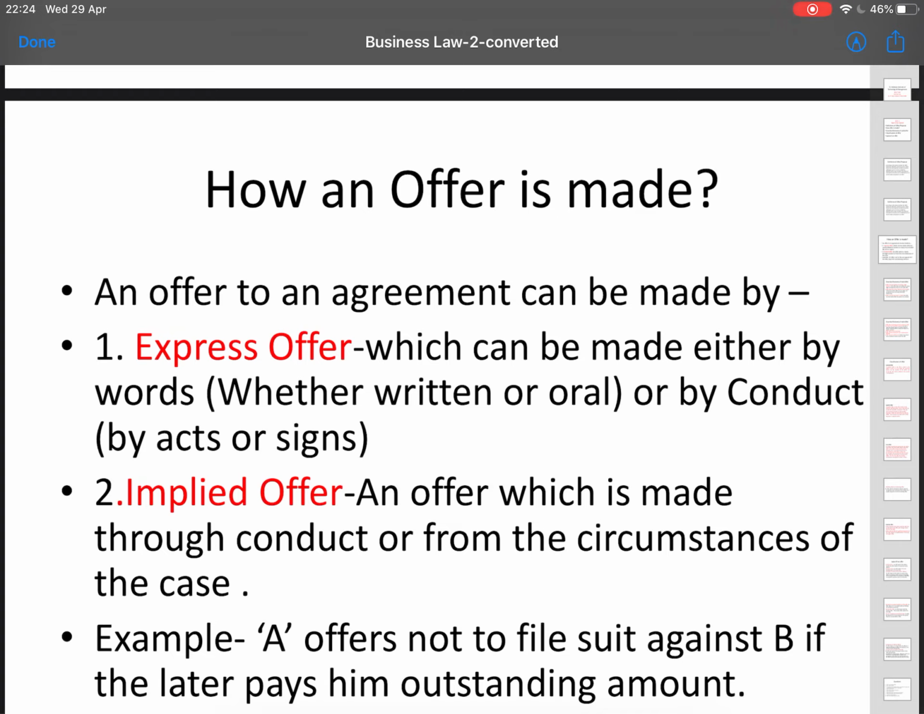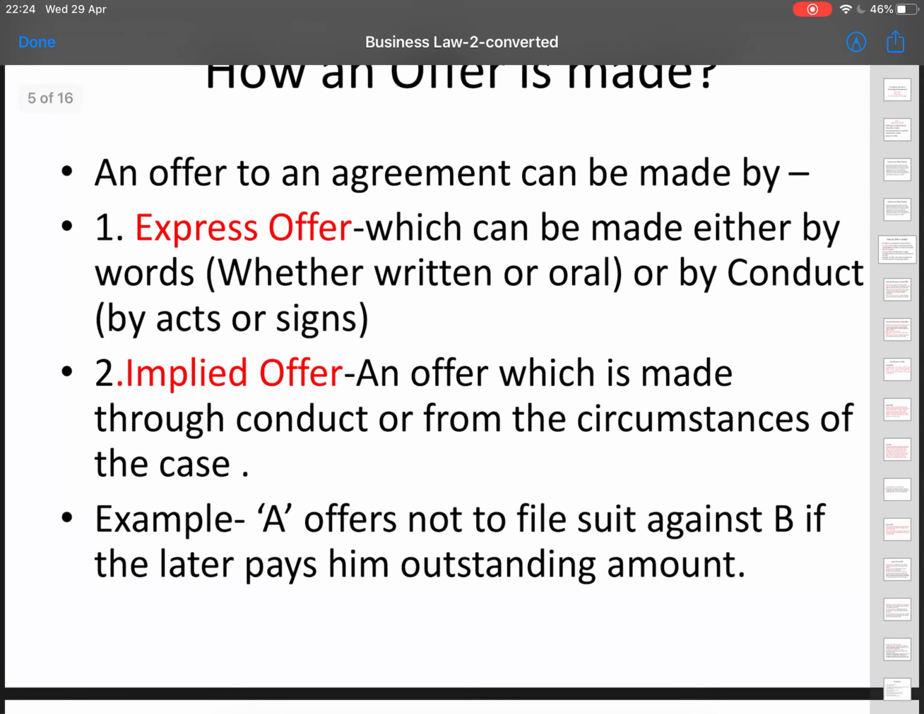Now, the second type of offer is implied offer, or it may be called by omission. An offer which is made through conduct or from the circumstances of the case is called an implied offer. For example, A offers not to file suit against B if the latter pays him the outstanding amount. This is an implied offer.